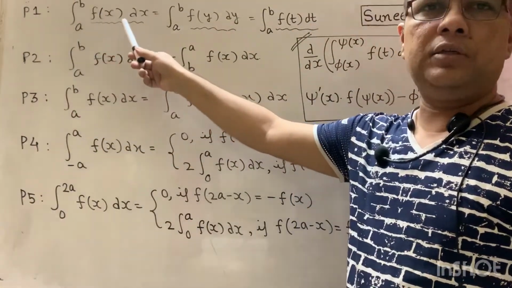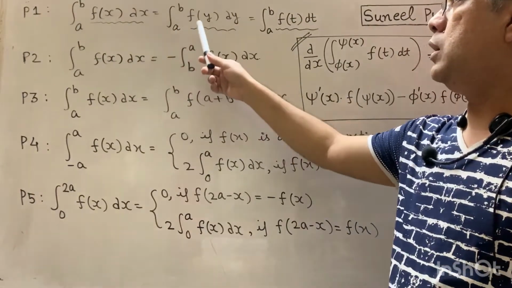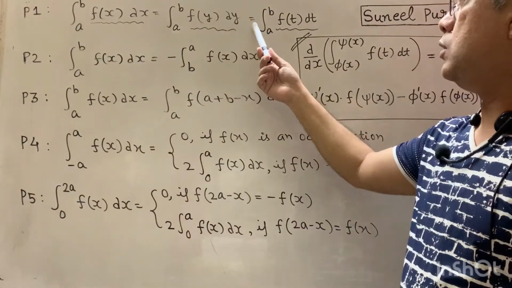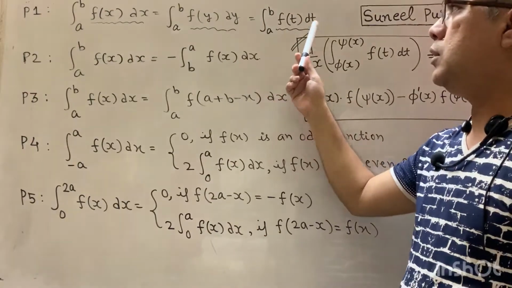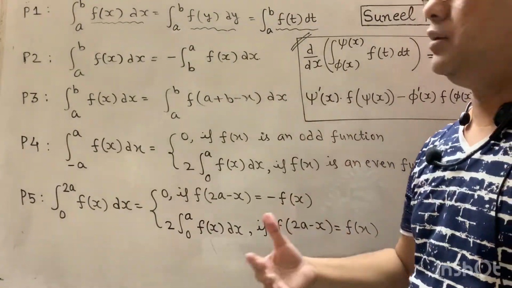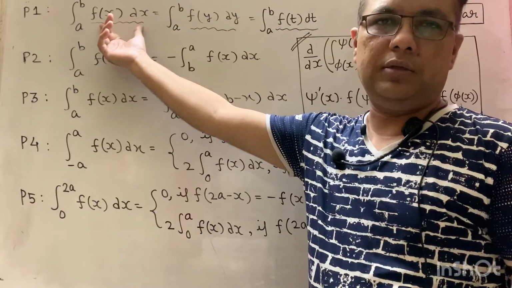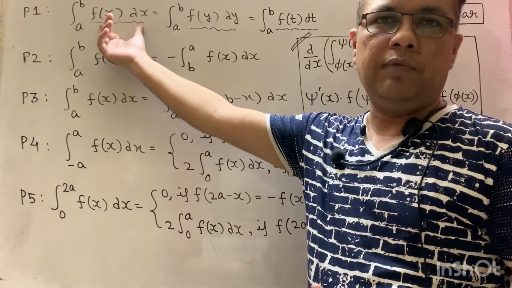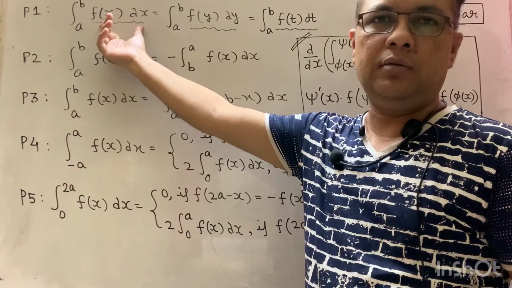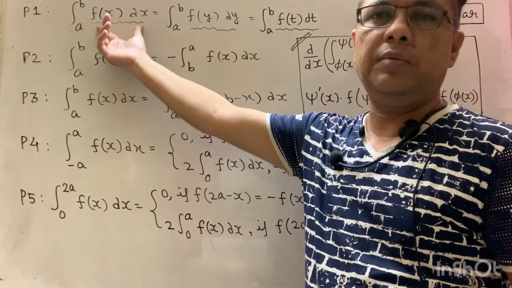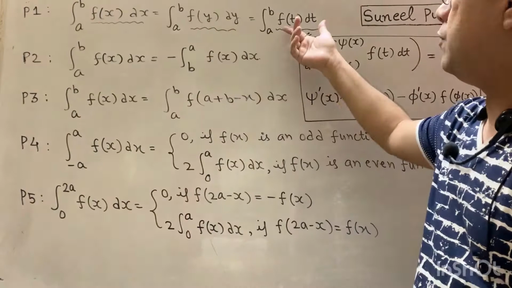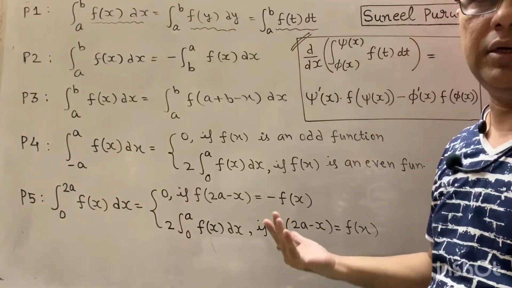Integral a to b f of x dx can be written as integral a to b f of y dy or equal to integral a to b f of t dt. So what does it say? If it is f of x dx, you can choose any name of your choice. x के प्लेस में कुछ भी अल्फाबेट यूज कर सकते हैं, y, z, t, okay? So f of x dx you can replace as f of y dy or f of t dt or f of z dz and so on.